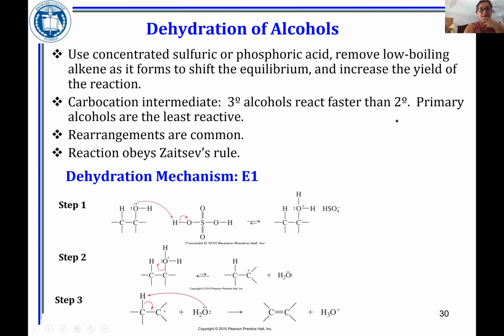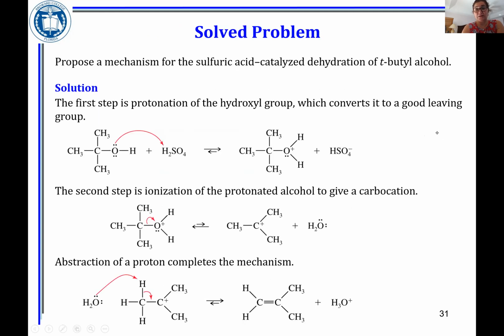The problem with the E1 mechanism is always the possibility for rearrangement. And the priority, or the faster reaction, goes with tertiary compared to secondary, compared to primary. Also, if you are using a base that is not considered a bulky base, your product is going to be the Zaitsev product, meaning you get the higher substituted alkene as the product.